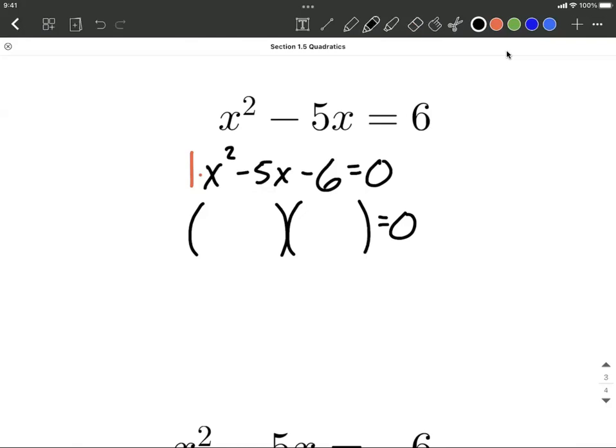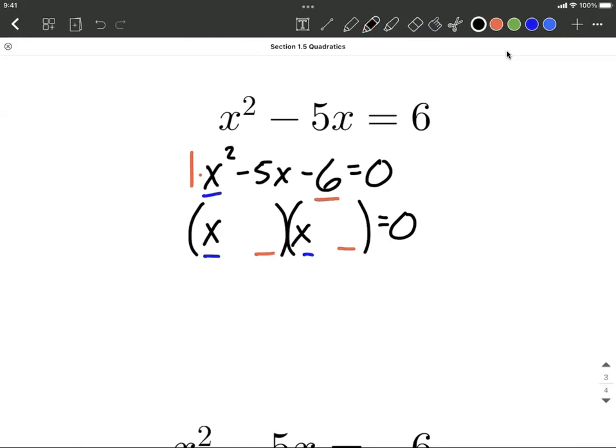Next, splitting this apart, I'm going to go ahead and write these first terms in these binomials so they multiply together to give us that first term. So x times x is going to make the x squared. But then whatever I place in these other two has to multiply together to give me this 6.